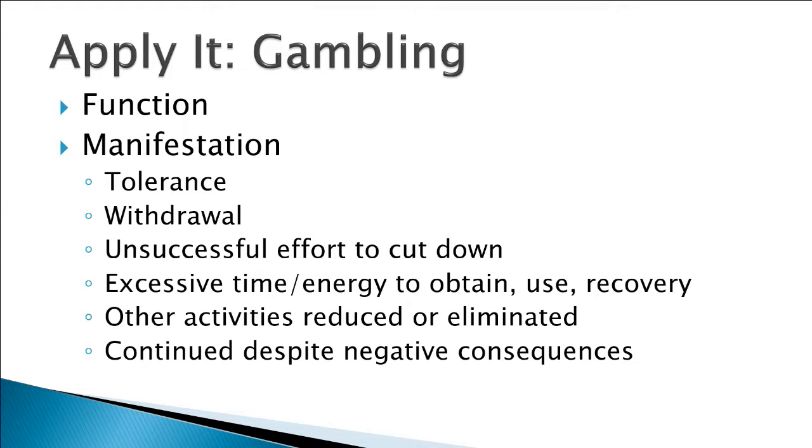Manifestations, tolerance. As it gets worse, or as it goes on, the amount of gambling tends to get significantly more. The amount of money spent gambling, the amount of time spent gambling. They need to have bigger wins in order to get the same rush. Withdrawal. When they are not gambling, they're thinking about gambling. They're wishing they could be gambling. They're missing the tension and release, the buildup.